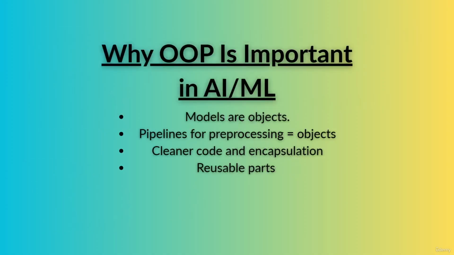We also have to learn about why OOP is important in machine learning. It's because models are the objects that we already talked about. There are specific pipelines for pre-processing. Now, what are you going to use these pipelines for? Only for specific objects. Then it helps you with cleaner code, and it is also used for encapsulation, which makes the code look a bit cleaner and more organized so that you can keep it for future purposes or reuse it.